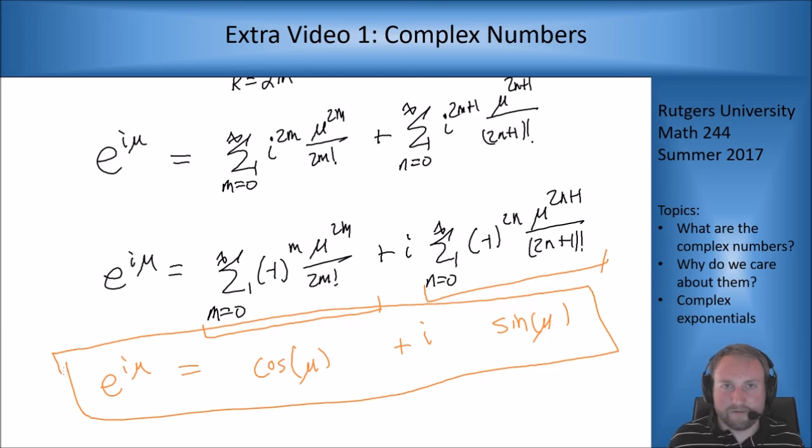Where does the oscillation come from? It comes from the sines and cosines coming from complex exponentials. All right, thanks for watching, and the rest of the videos will be talking about more specific stuff for the class, but this was a little bit of a detour into complex numbers to show you what you need to know.